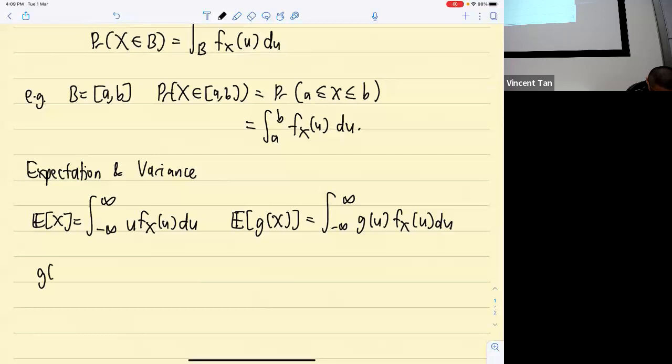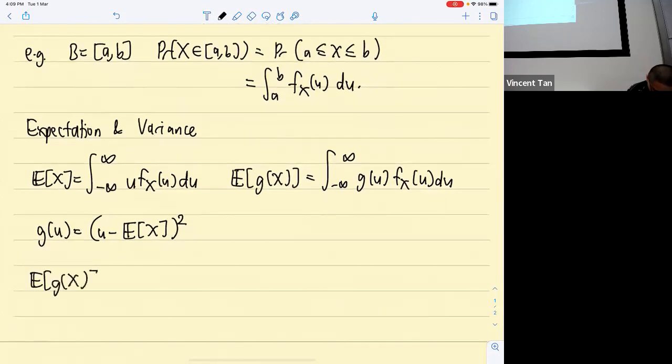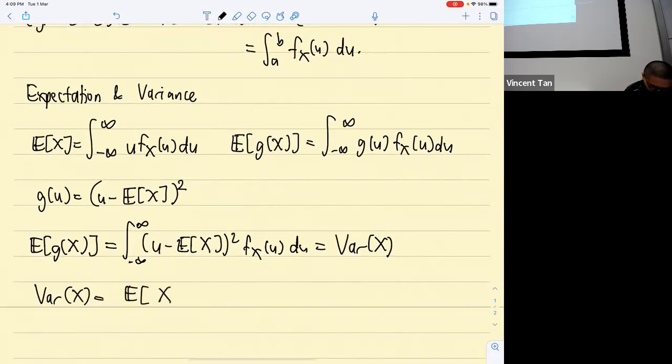If we take g of u to be u minus the expectation value of X, squared, this is a special function. You take away the mean and you square the resulting number. If you take the expectation value of this function when I put in the random variable X, then you get the integral of (u minus expectation value of X) squared times f_X(u) du. This has a name, and it is called the variance of X. Just like the discrete case, the variance of X can be written in a couple of different ways. It can be written as the expectation of (X minus expectation value of X) squared. And it can also be written as the expectation of X squared, this is called the second moment, minus the first moment quantity squared.